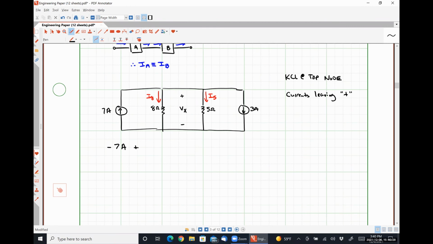So how can I represent that current I8 in terms of that voltage Vx? Vx over 8 ohms, absolutely right. What about the current I5 flowing down through the 5 ohm resistor? Vx over 5 ohms. All right, so now I have the current from my 3 amp source. So what sign should it get? What was that? Positive.